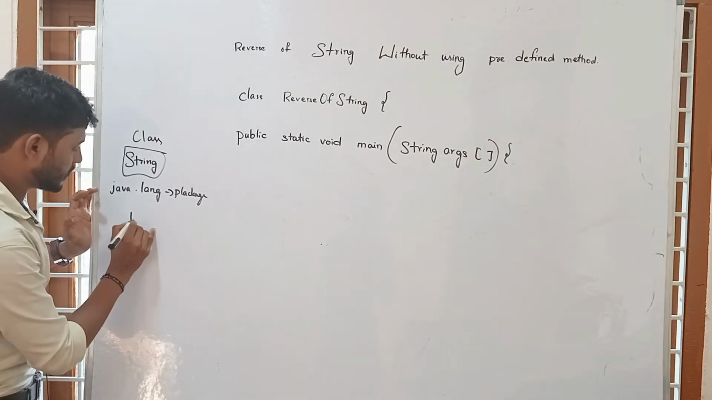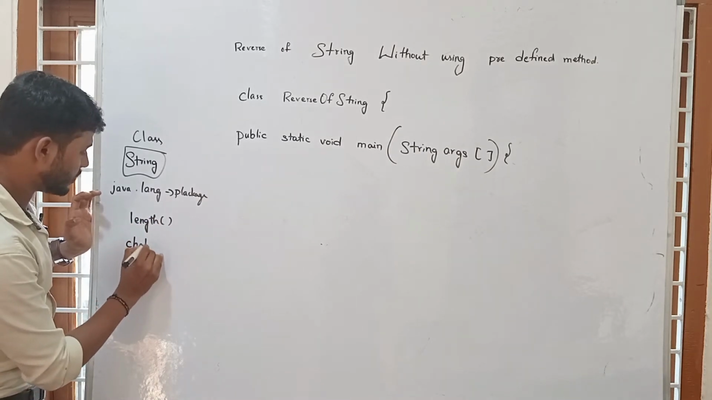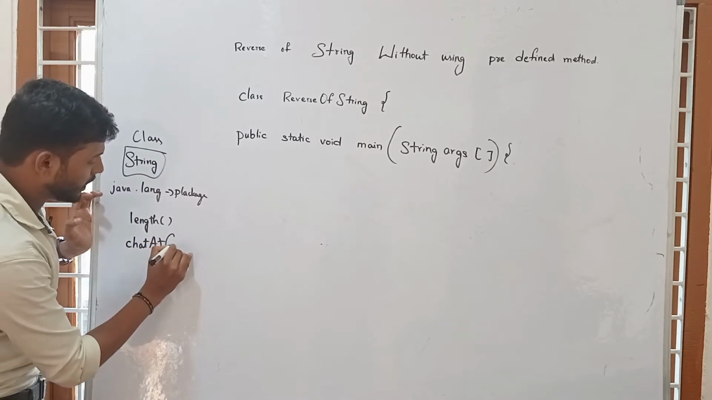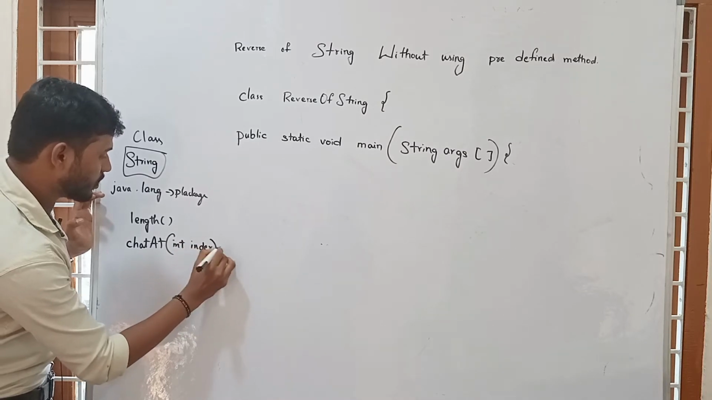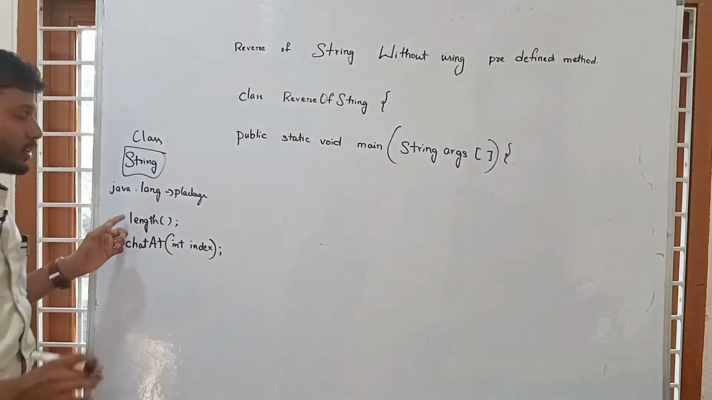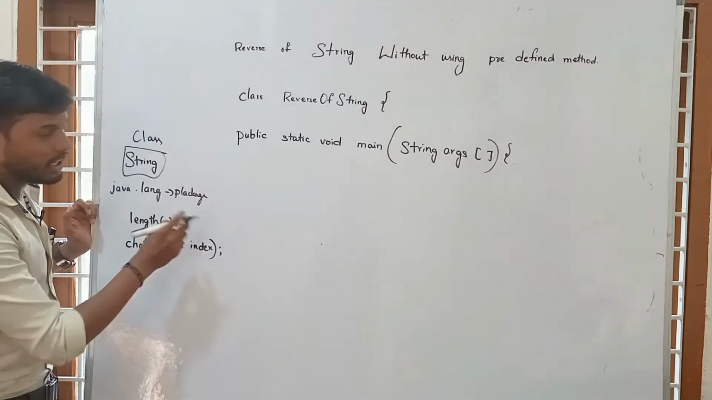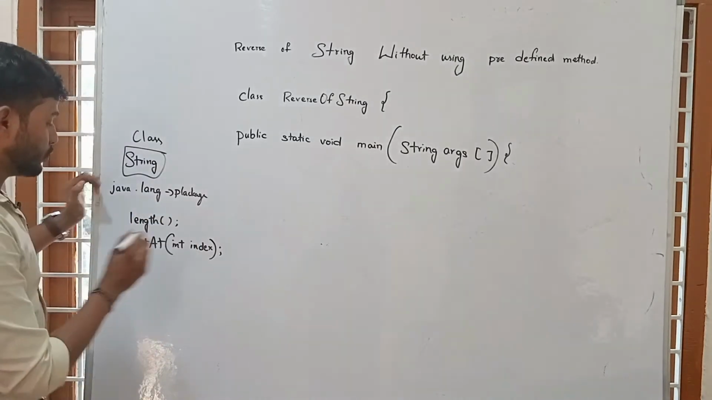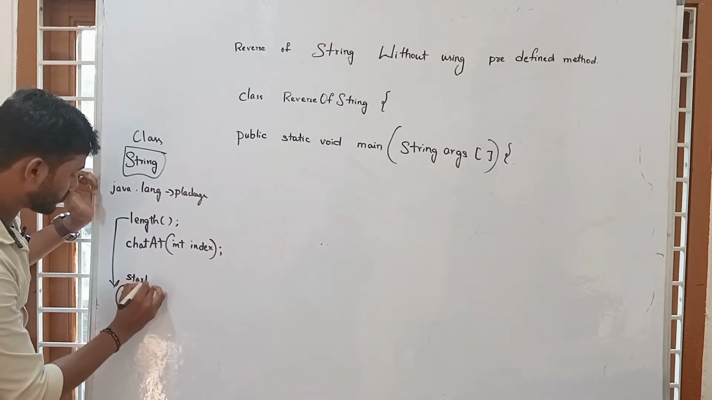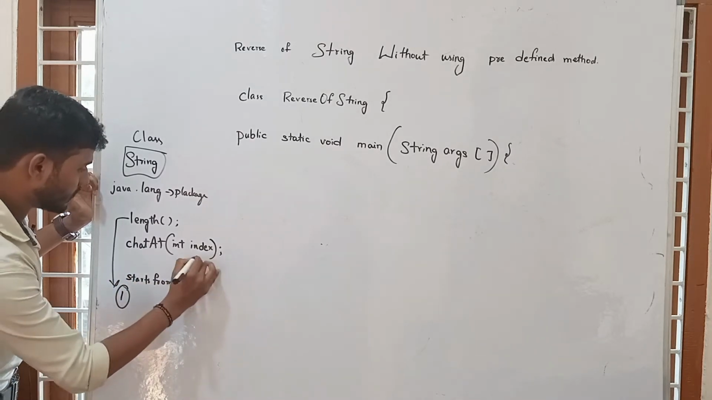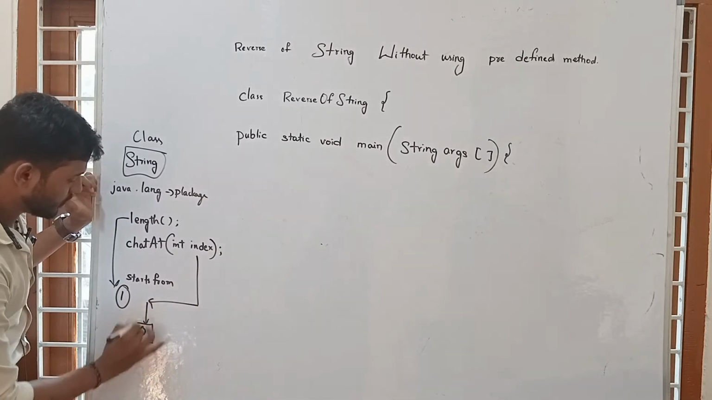The methods are the length method and the charAt method. The length method is without parameter, and charAt takes an int parameter, which is the index value. We need to know that length starts from 1, and index starts from 0.